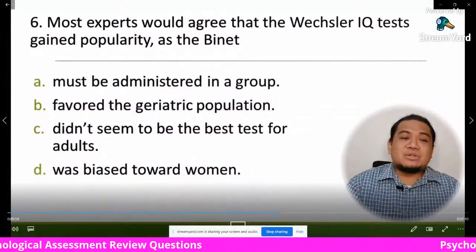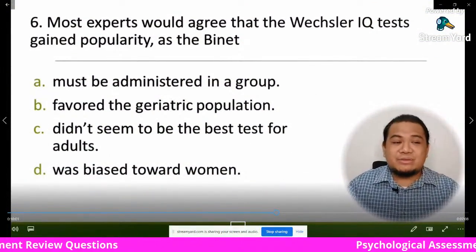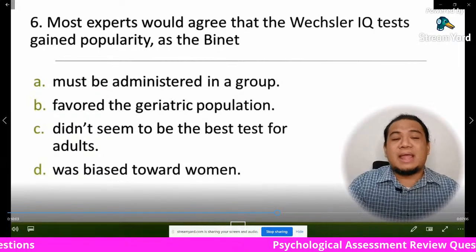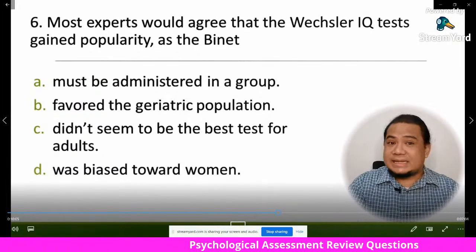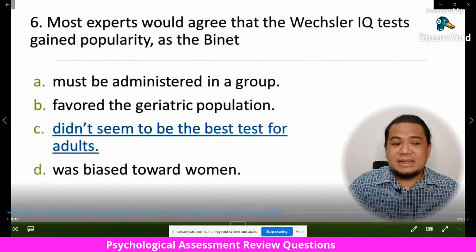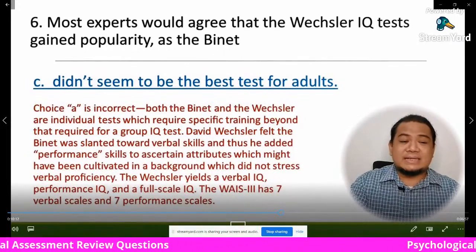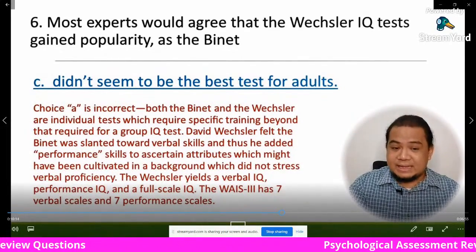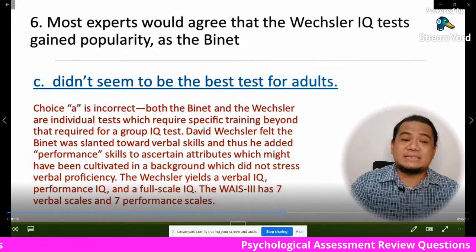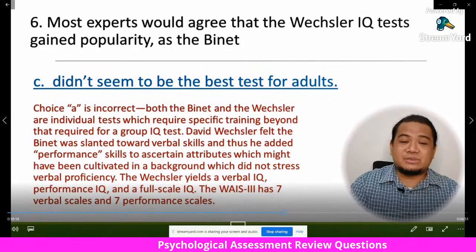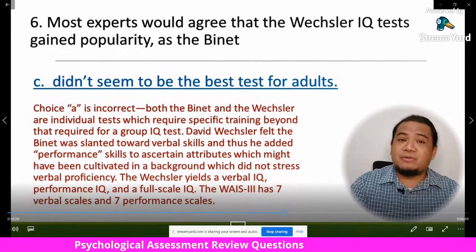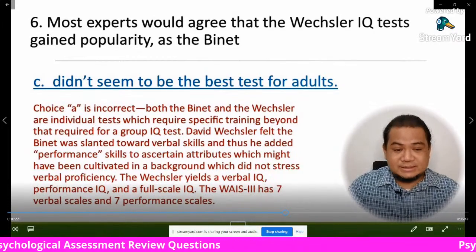Number 6, most experts would agree that Wechsler's IQ test gained popularity as the Binet didn't seem to be the best test for adults, and the answer is letter C. Choice A is incorrect. Both the Binet and the Wechsler's are individual tests which require specific training beyond that required for a group IQ test.